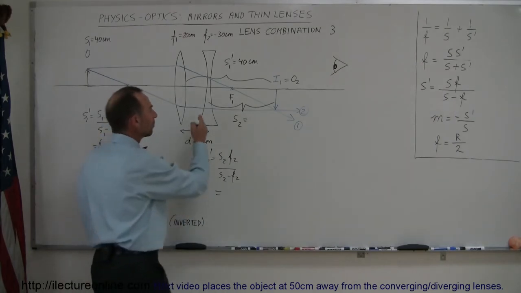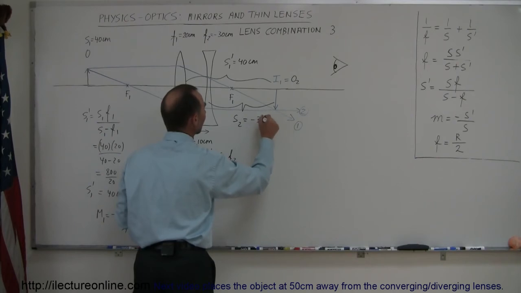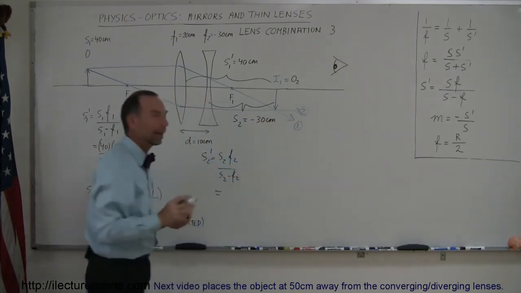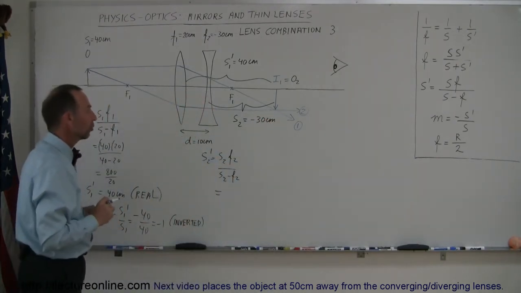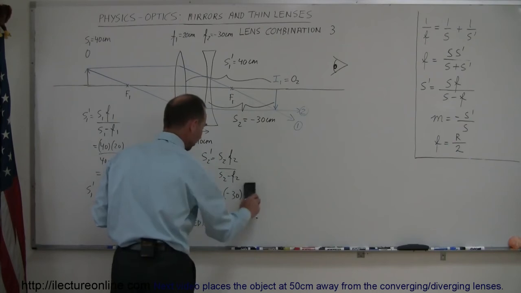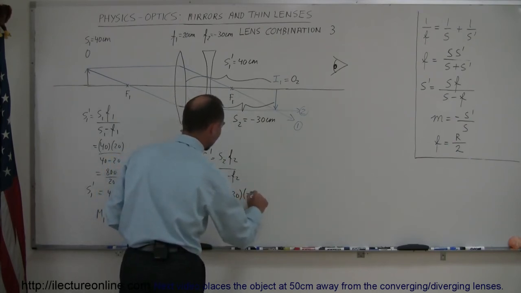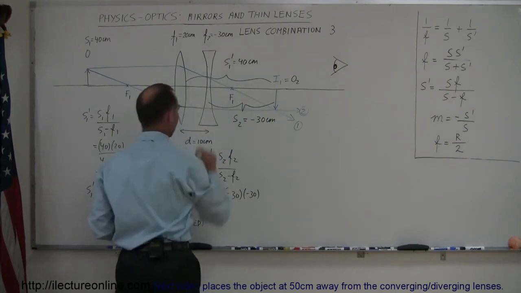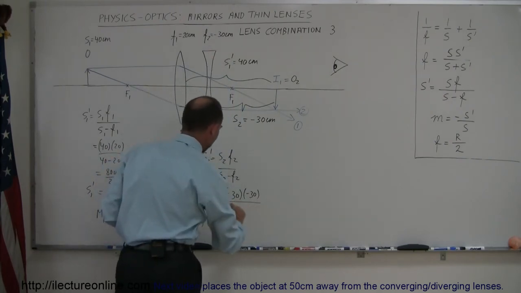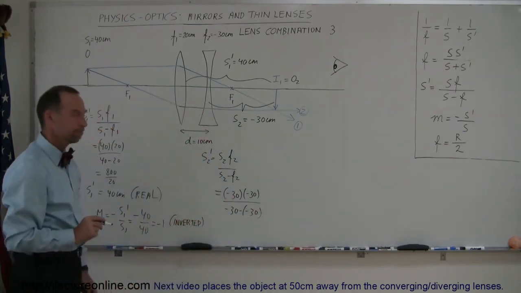However, since the object is behind the lens, that becomes a negative object distance, so negative 30 centimeters is the correct object distance for lens 2. So S2 now becomes minus 30. In the numerator we're multiplying, so we multiply minus 30, because that is the focal length of the second lens, divided by minus 30 minus a minus 30. Now here's an interesting situation.